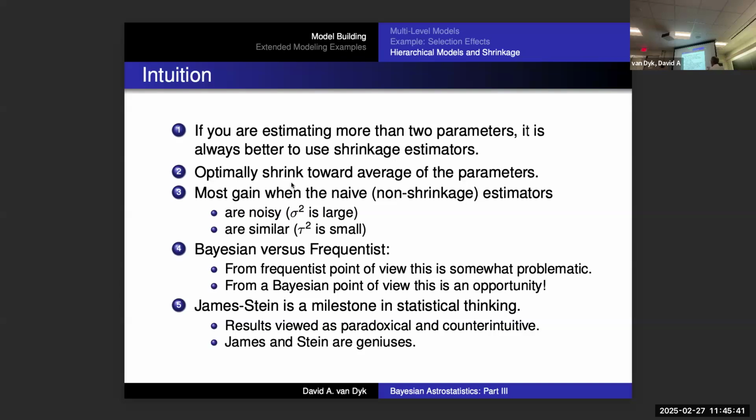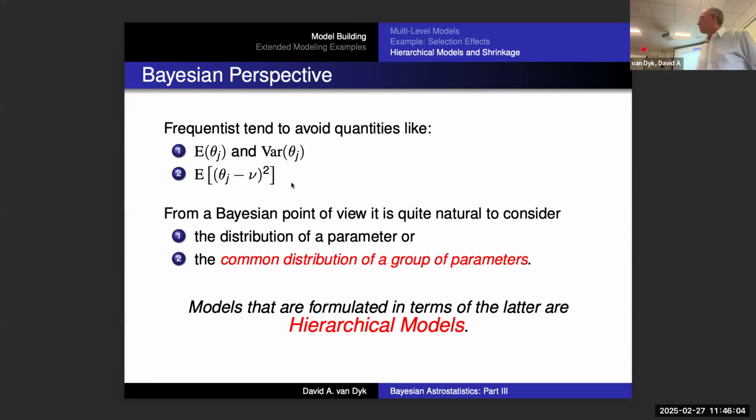And I should say, James and Stein, it's maybe the biggest breakthrough in statistical thinking in the last 100 years. Just for them to stand up in the 1950s and 60s and say the sample average is inadmissible. You shouldn't use the sample average if you're estimating more than 2 parameters. It shook the statistical world, and it's still kind of astonishing. From a Bayesian perspective, basing things on values of parameters is kind of fine.